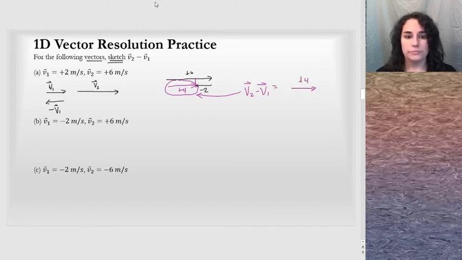That's the sketch. We can do this in different ways. Let's say V1 is negative 2. So there's V1. V2 is the same. It's 3 times as long, plus 6.